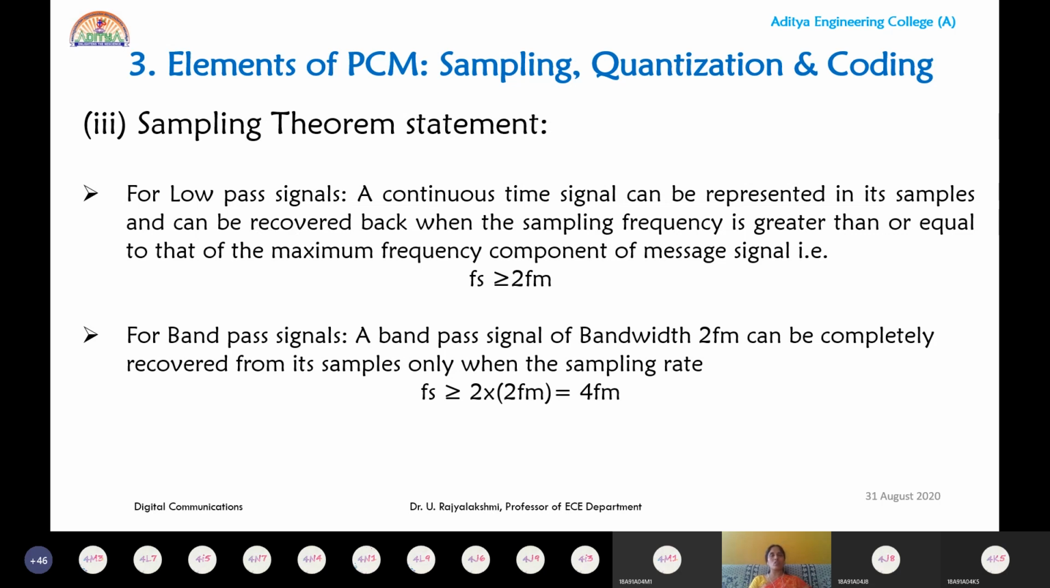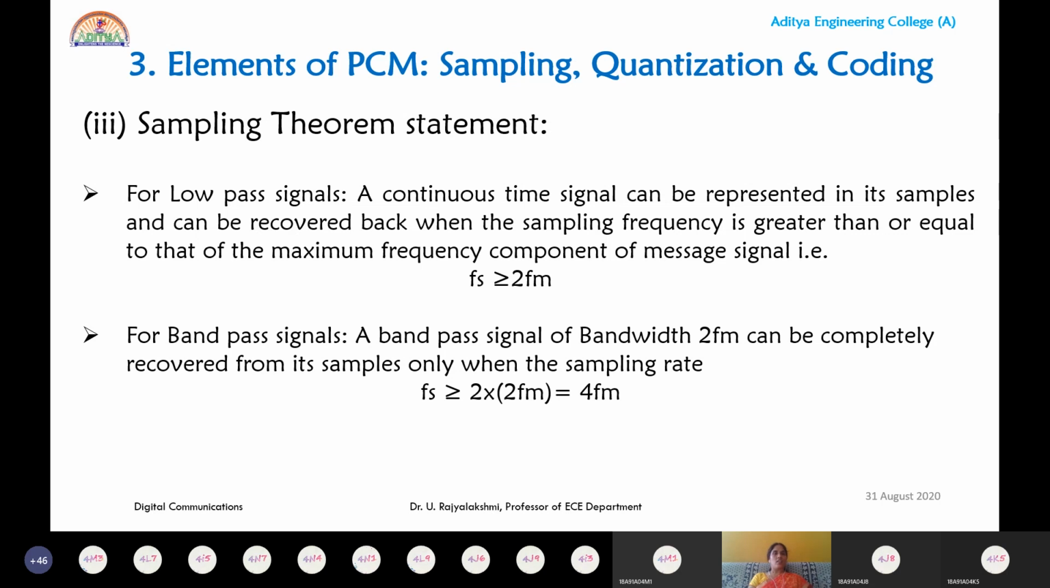But what is the bandwidth of the input signal? 2 FM. So 2 into 2 FM, you get 4 FM. I think you are very much comfortable with these definitions, because you studied the same definitions in signals and systems, and even in analog communication.